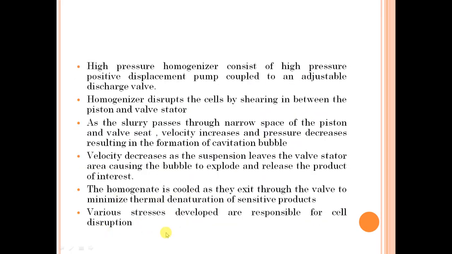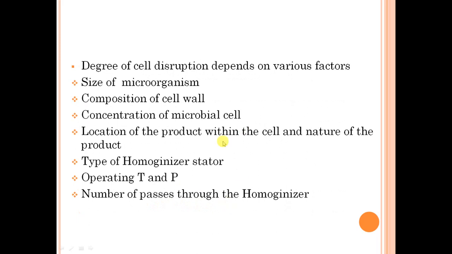Okay, so either you can use the batch system or you can use the continuous system. So finally your product of interest gets released, and there are homogenizer systems with cooling jackets also now, so that the heat generated in the system is nullified, or it gets reduced because of the cooling system that is surrounding it, so that the thermal denaturation of sensitive products can be kept to a minimum. Okay, because we know most of our biotechnological products are sensitive to heat. To avoid that, these systems are now attached to this cooling system so that the heat generated will not denature the sensitive products.